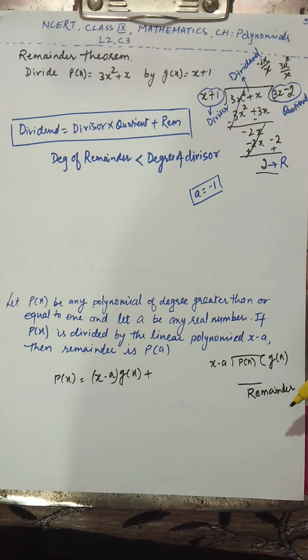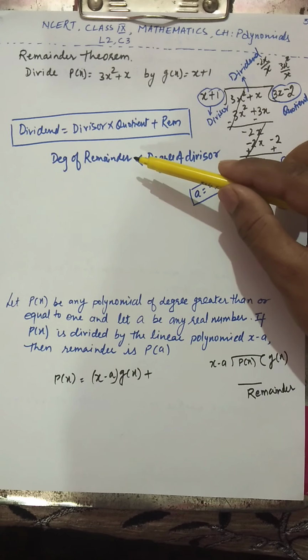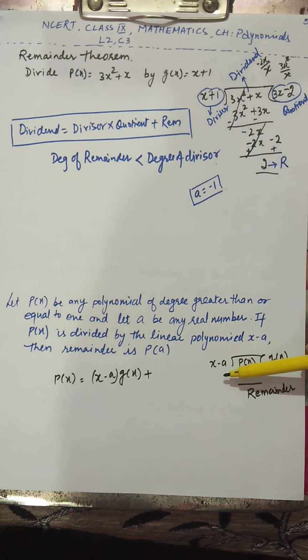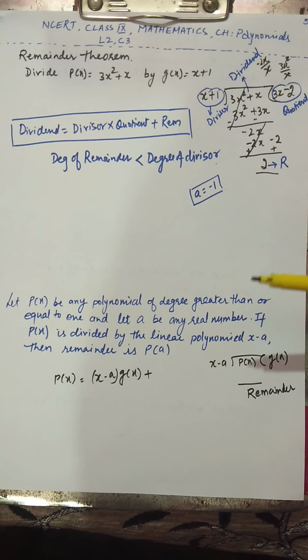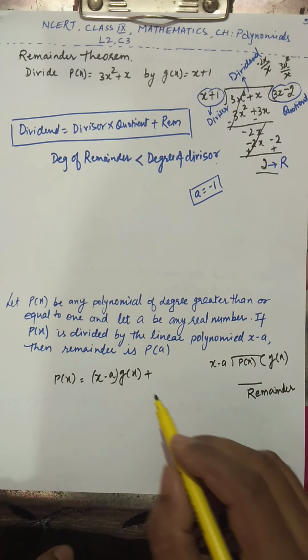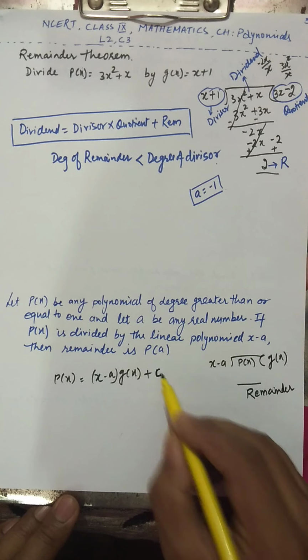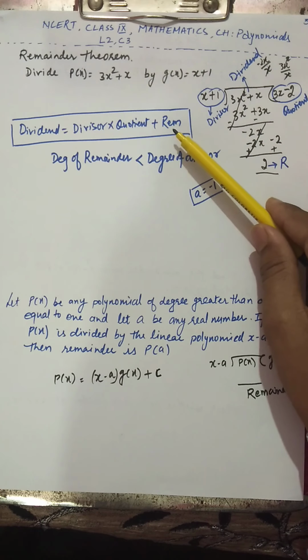And now you see, according to the definition, the degree of the remainder is always less than the degree of the divisor. What is the degree of the divisor here? Now x minus a is the divisor, so the degree of this divisor is 1. So the degree of the remainder has to be less than 1. If the degree is less than 1, it means it is a constant. Let's say this constant is c.